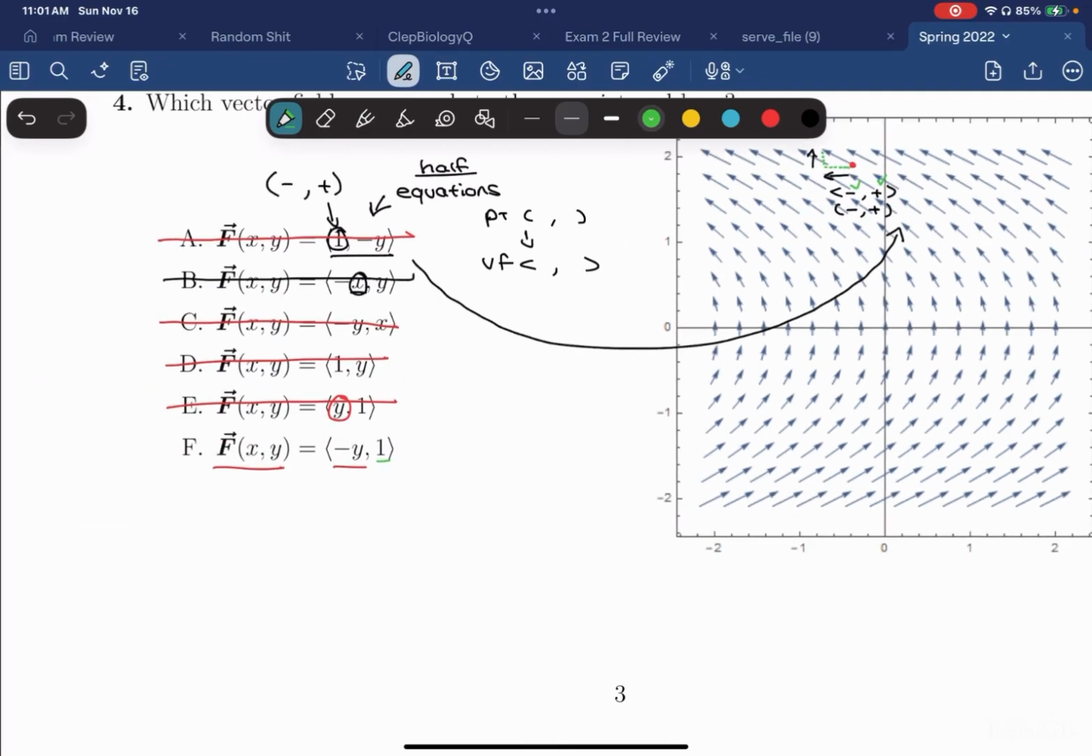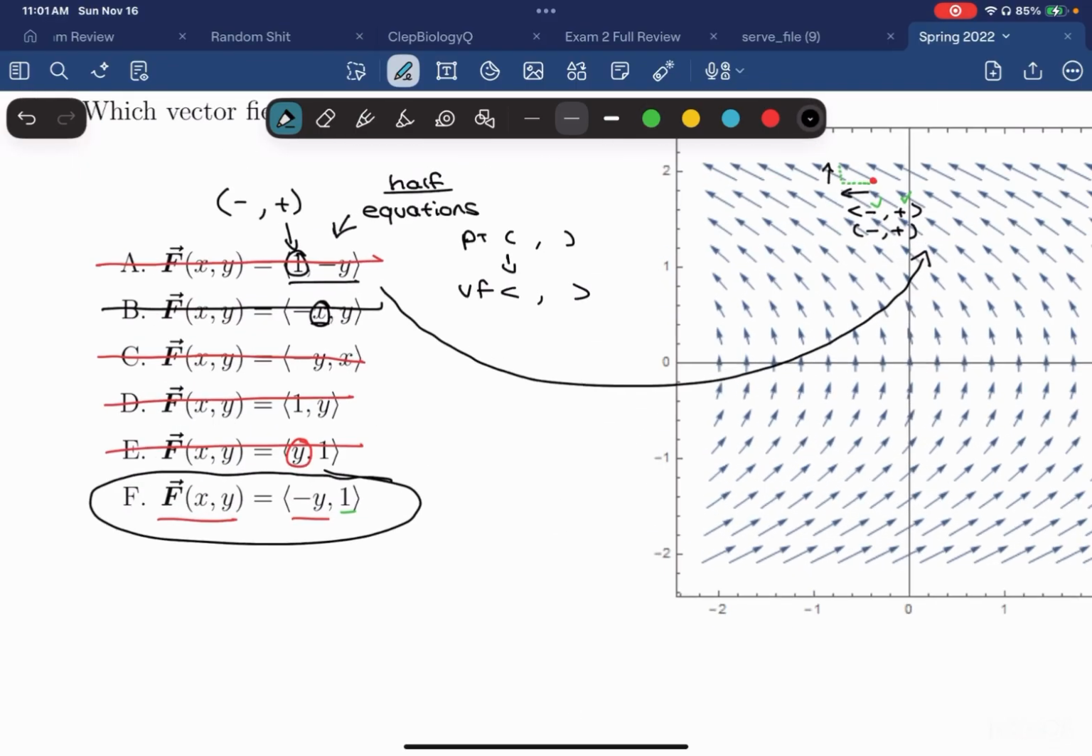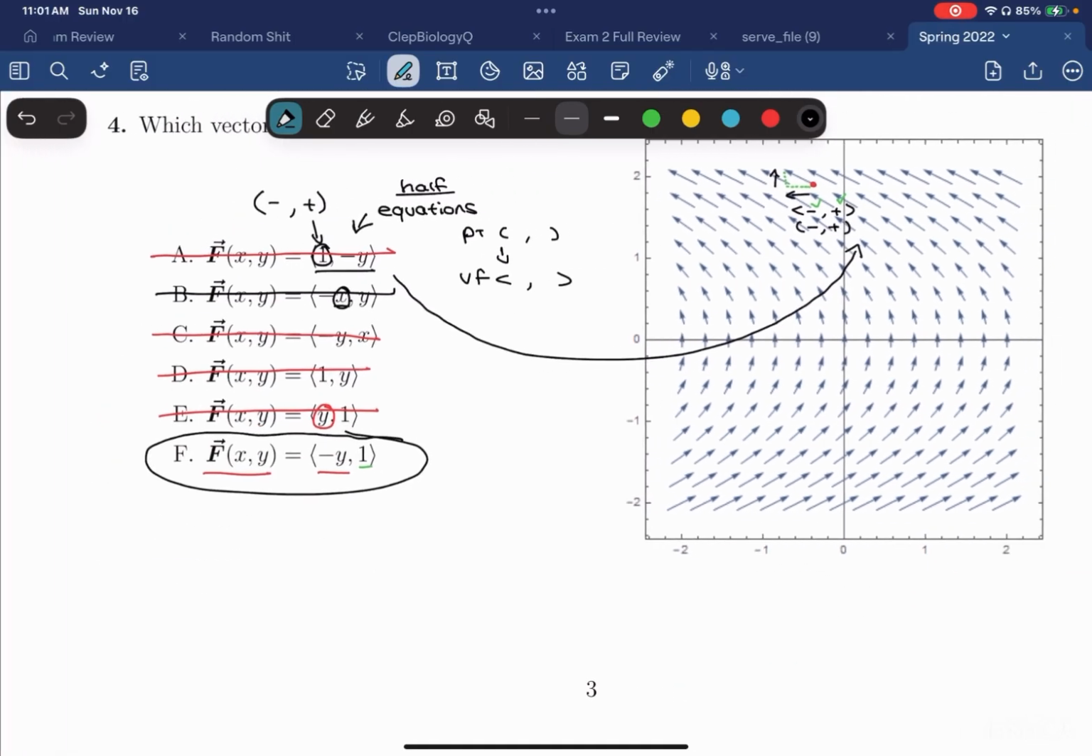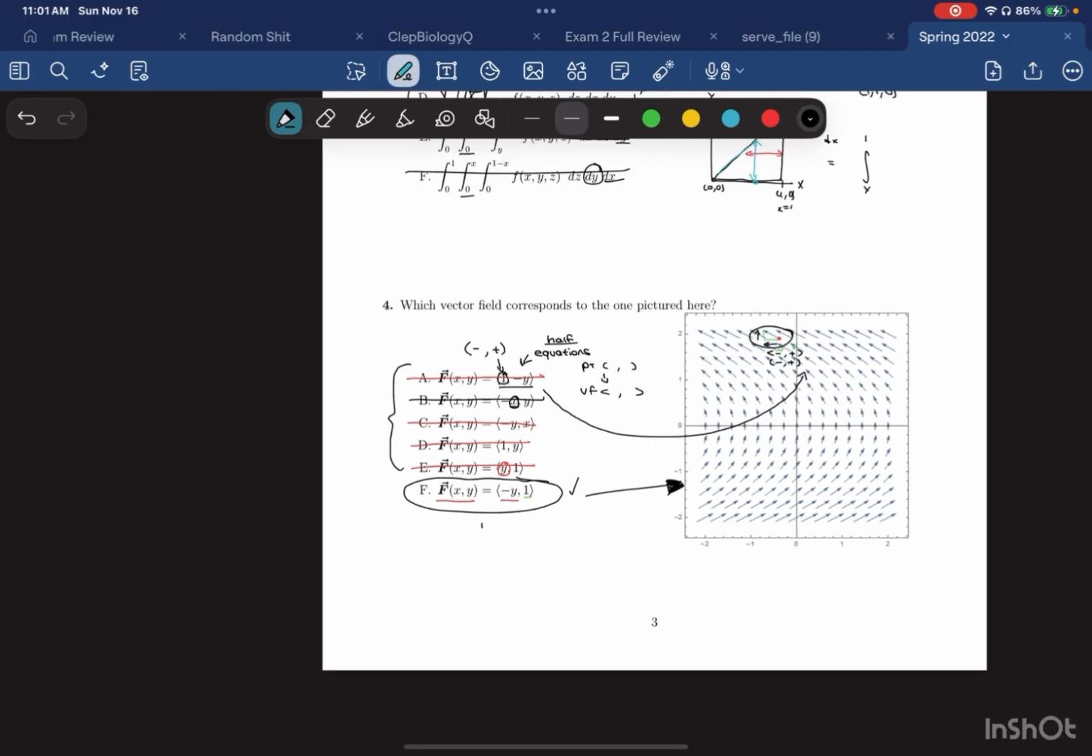So in this case, the only correct answer could be F. We don't really know if this vector works everywhere because you'd have to test out every point, but we assume it works because all of the other vectors don't even work at this one point, which means this vector probably works at all the other points. You'd have to test everything out, but that's how you get that.